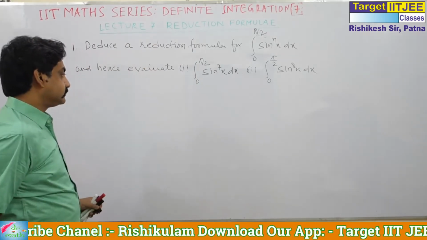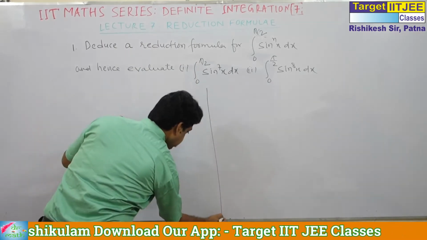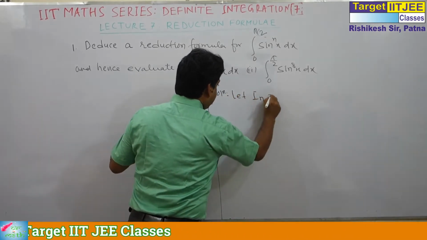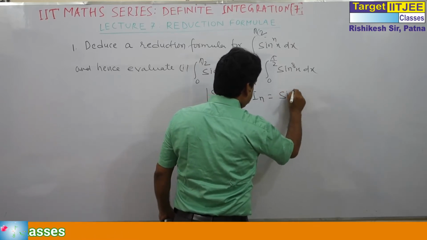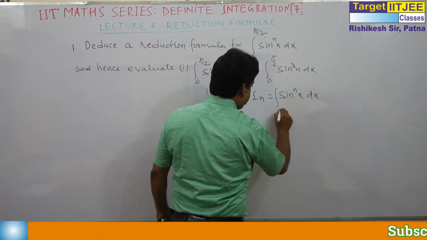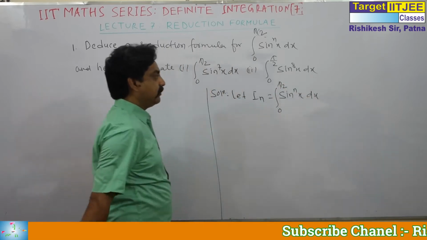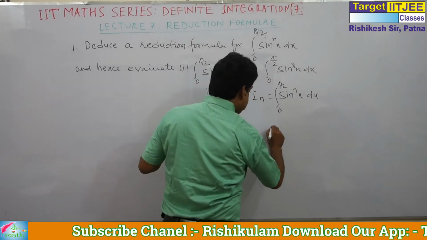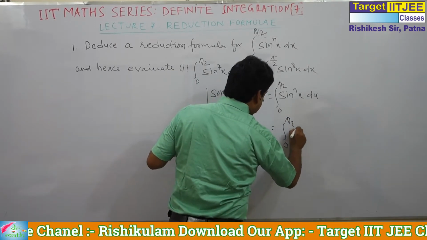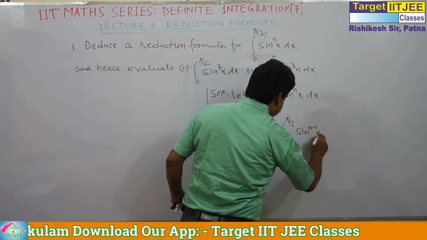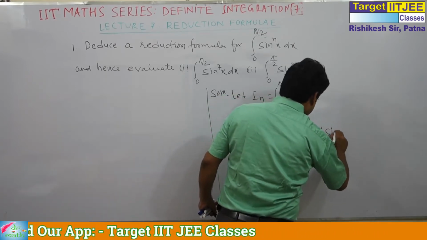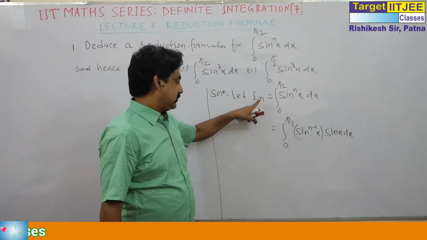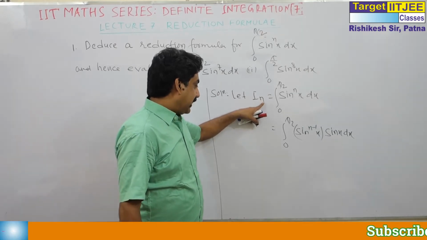Let's see the process. Solve. Let In be equal to the integral from 0 to pi by 2 of sine to the power n x dx. Now, write it as the integral from 0 to pi by 2 of sine to the power n minus 1 x into sine x dx. See, this suffix n actually shows this power.